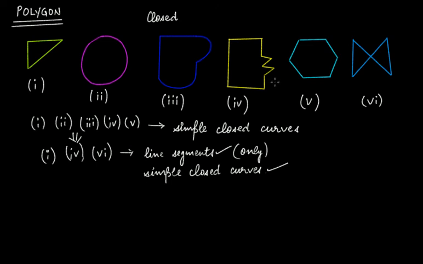So that's the definition of a polygon: any simple closed curve made up of only line segments is a polygon. That is a polygon.